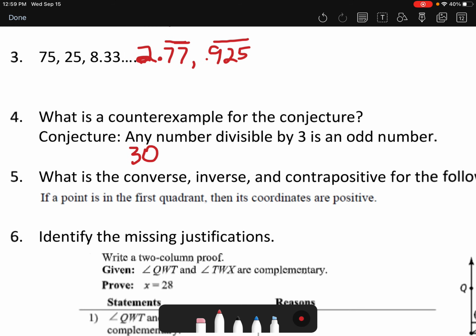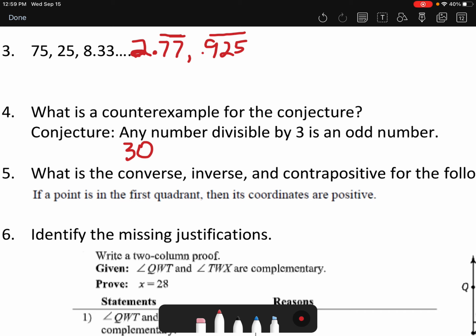All right, going on to the next one. Number 5 is asking about the converse, inverse, and contrapositive of a statement. So we have to remember, and this would be a good thing that you could fill out on your cheat sheet, you need to know what those things are. You need to know the difference between the converse, inverse, and contrapositive.